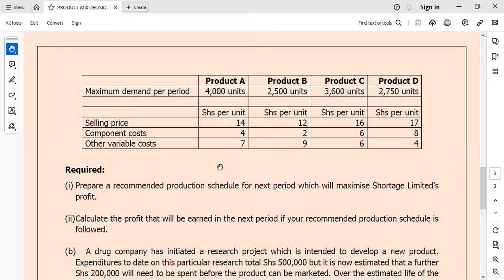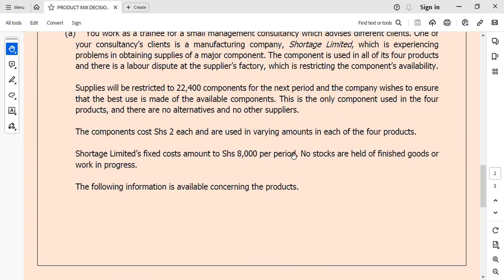What is the limiting factor in this case? The limiting factor is the components. Supplies will be restricted to 22,400 components for the next period. So components are the limiting factor in this case, and they're telling us that each component costs shillings 2. Now, the first thing which you have to do, part A, let's see how we can come up with a solution for this.